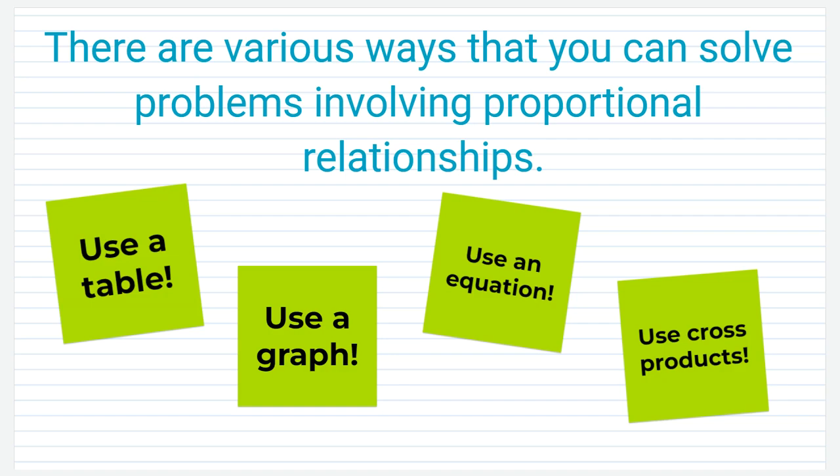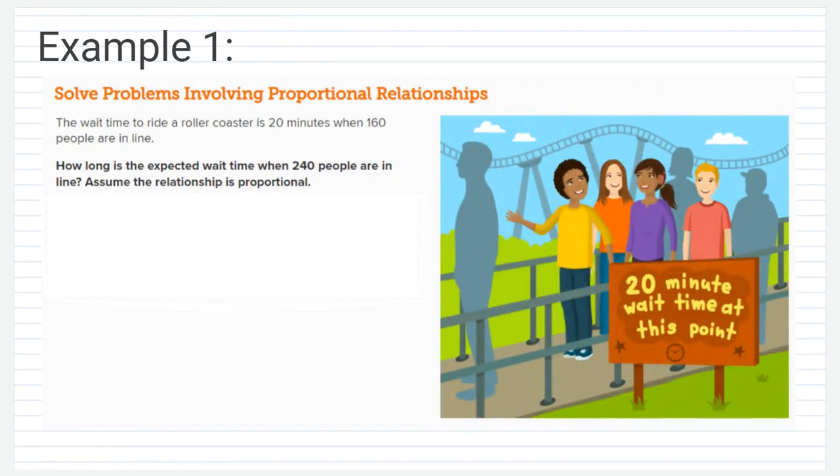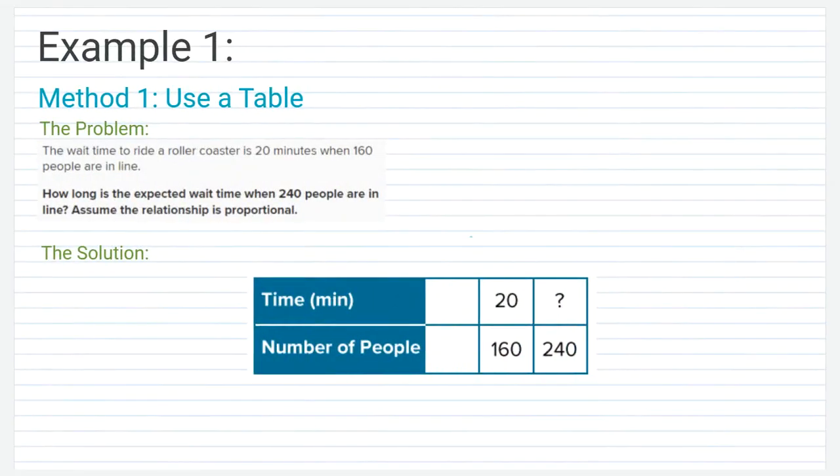For example 1, we are looking at a problem about the wait time for a roller coaster. It tells us the wait time to ride a roller coaster is 20 minutes when 160 people are in line. How long is the expected wait time when 240 people are in line? We're going to assume the relationship is proportional. I'm going to show you all the different ways that we can solve these types of problems. For the first method, I'm going to use a table.